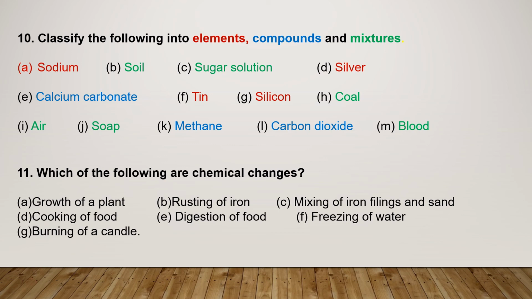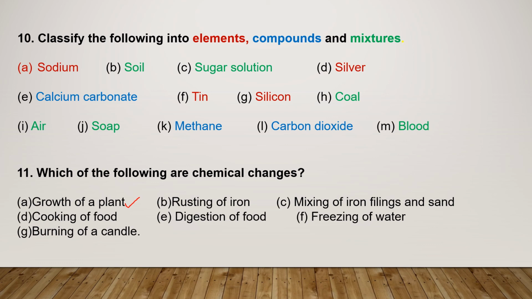Now we go to the 11th question. Which of the following are chemical changes? If there are any changes in the chemical properties, we can call it a chemical change, and a new thing is produced. Growth of a plant is a chemical change. Physically the size changes, but in the growth of a plant many chemical reactions also take place. So growth of a plant is a chemical change.